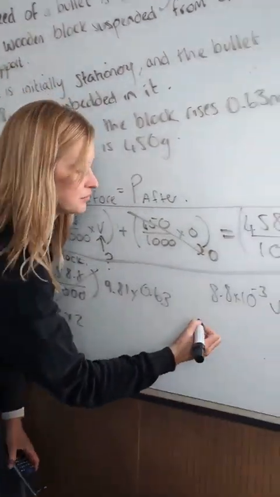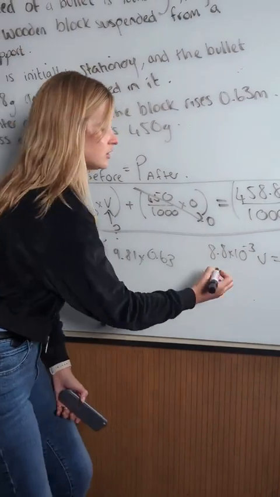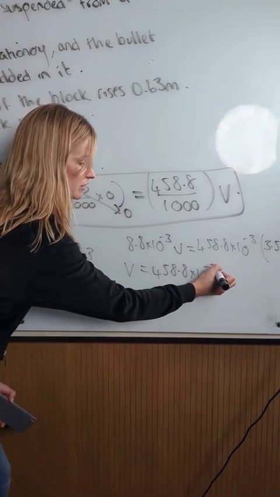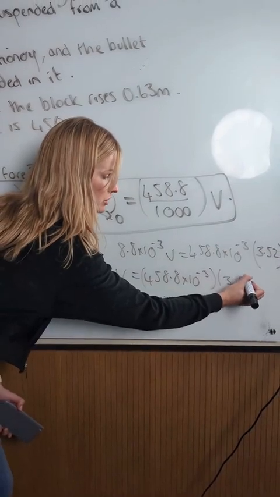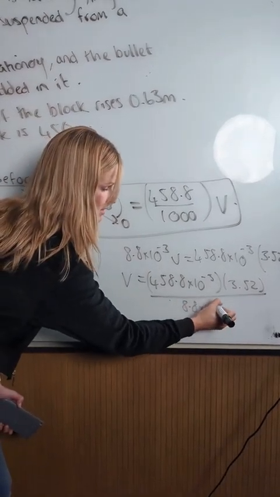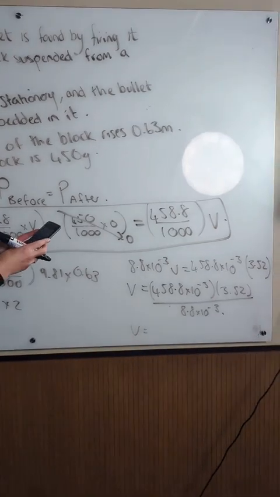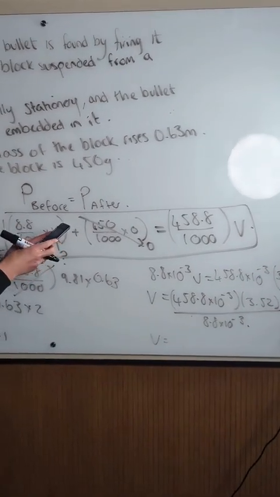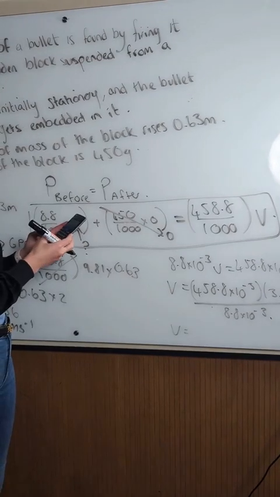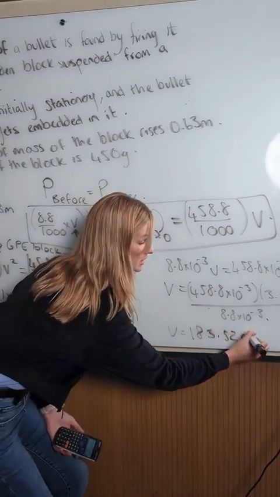To find v then, I divide both sides by 8.8 times 10 to negative 3. So what I have is 458.8 times 10 to negative 3 multiplied by 3.52, and then all divided by 8.8 times 10 to negative 3. When I do that math, I get a final speed of 183.52 meters per second.